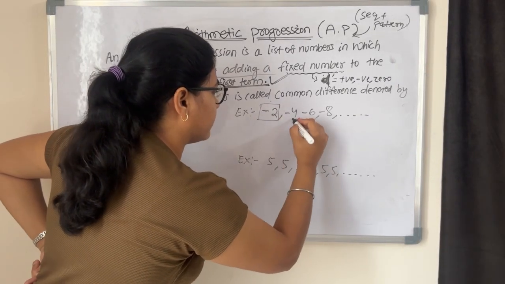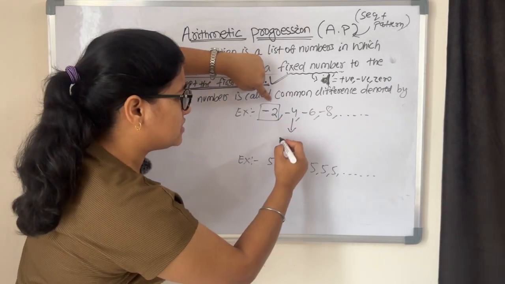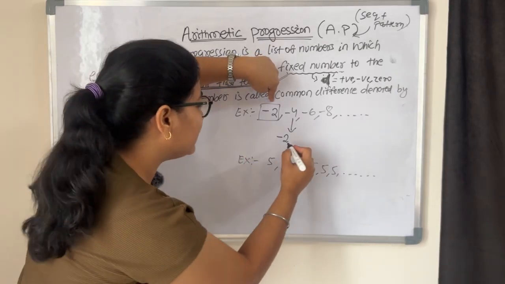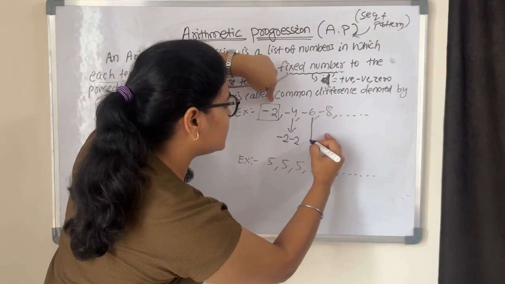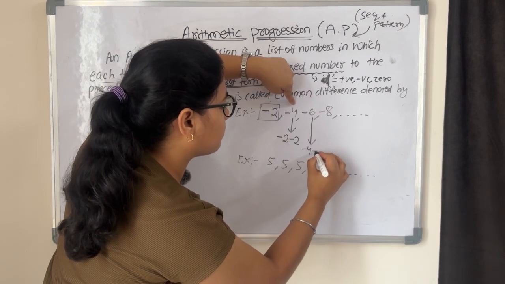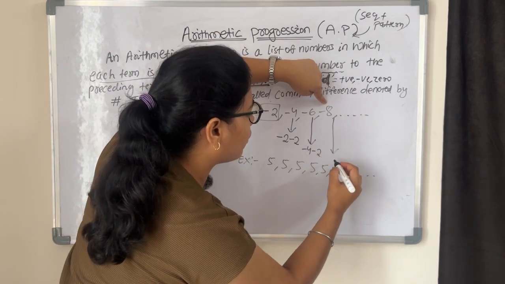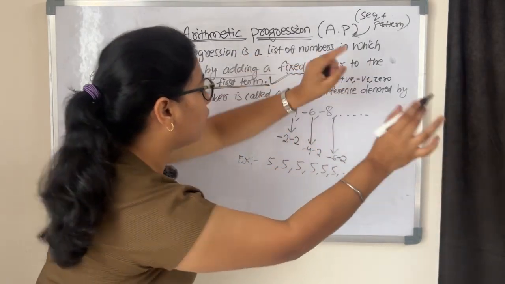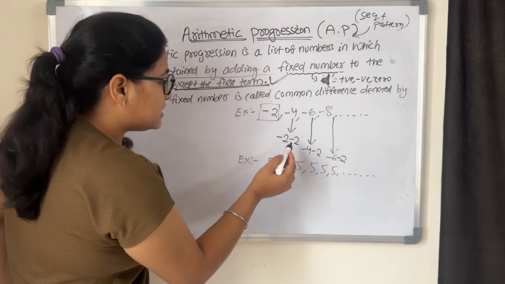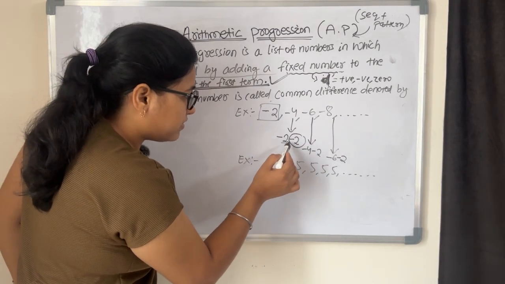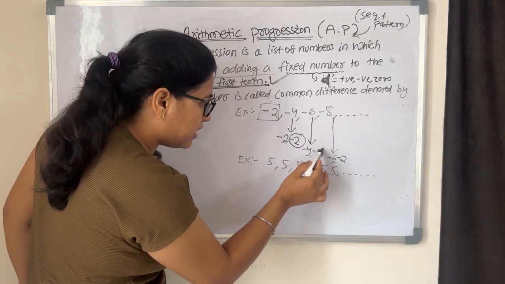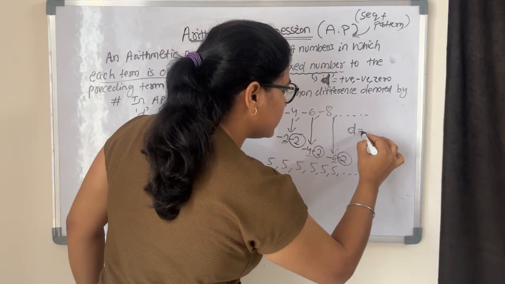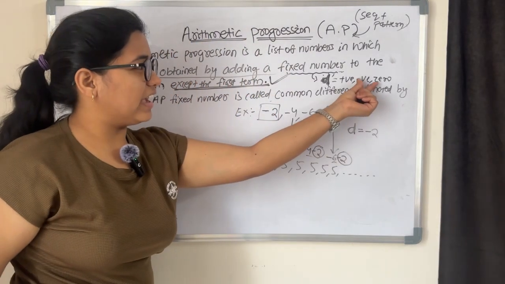Fix it. First fix it. How is minus 4 obtained? Minus 2 plus what? We have to add so that we will get minus 4. Negative number only. So minus 2. Minus 6 is obtained by minus 4 plus what? Minus 2 again. Minus 8 will be obtained by minus 6 plus what? Minus 2. This is how it is going. So see, this is our preceding term, common difference D, common difference D. So here in this case the common difference D is minus 2, that is negative.